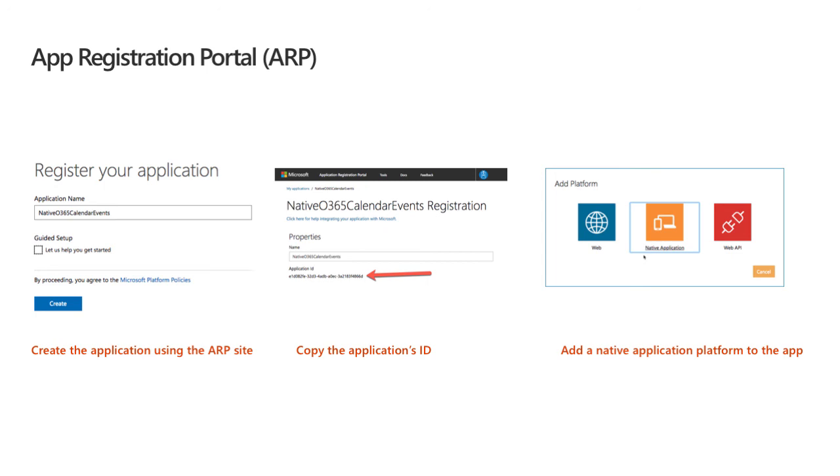Once I've created the application, I'm going to obtain a copy of the app ID that's going to be presented. And this is going to come across as a GUID. This is the unique ID for our application. I'm then going to go down to the platforms section and add a new native application and add the necessary permissions if I want to define them up front, or at least the minimal permissions that are required.